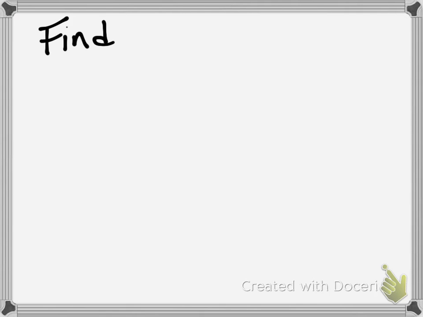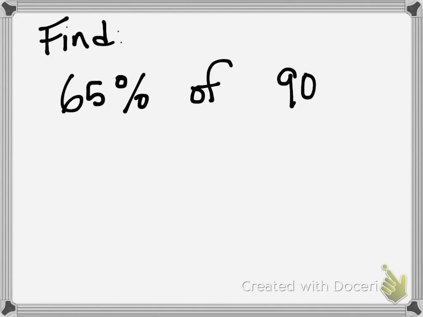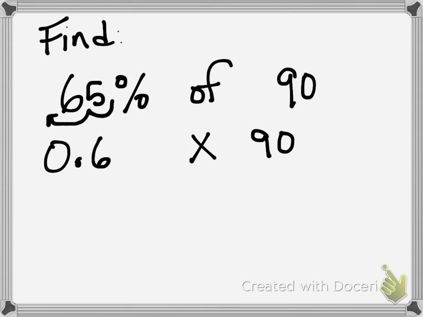I'll do another one here. Find 65% of 90. Well, "of," remember, that's a word for multiplying. There's my 90. And for 65%, I'm going to move that decimal point 2 spots to the left. Turn this into 65 hundredths, and then with a quick little multiplication, I can tell you that 65 hundredths times 90 is 58 and 5 tenths. So 65% of 90 is 58 and 5 tenths, or 58 and a half if you prefer to say it that way.